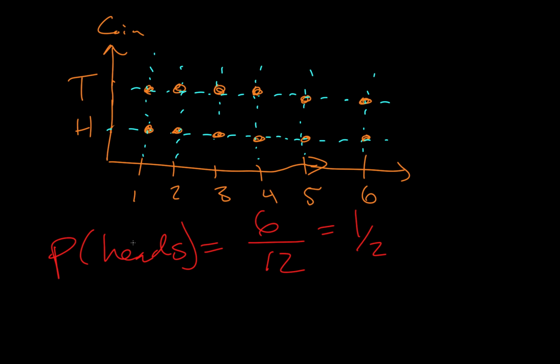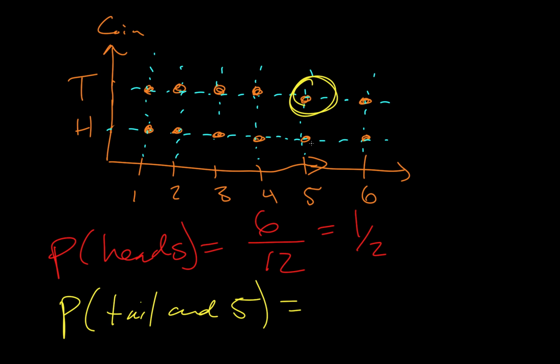Okay, part B says tail and a 5. The probability of tails and 5. So tails and 5, there's only one way right here. And so that's 1 out of the total of 12. And so that's our probability.